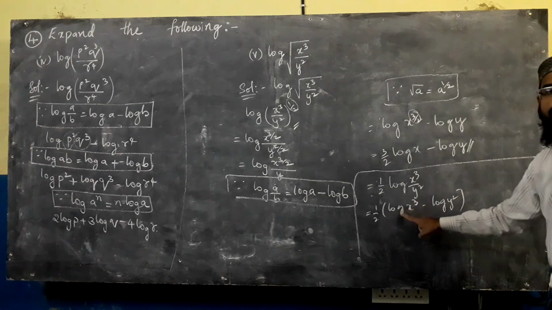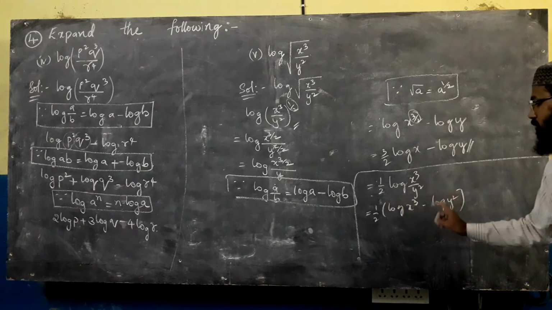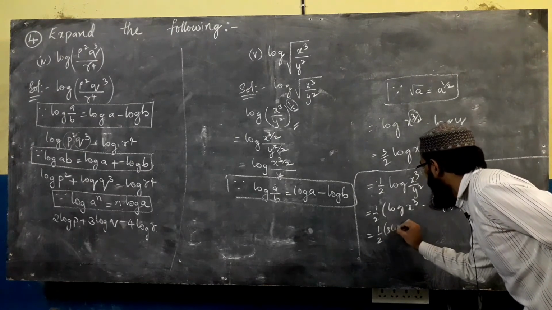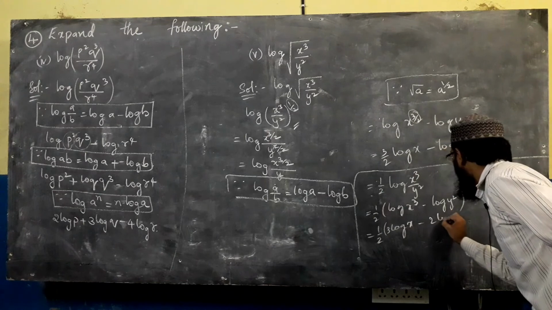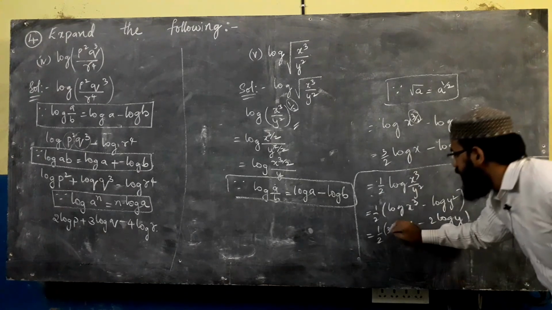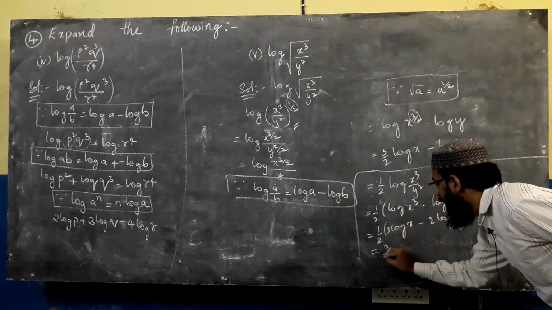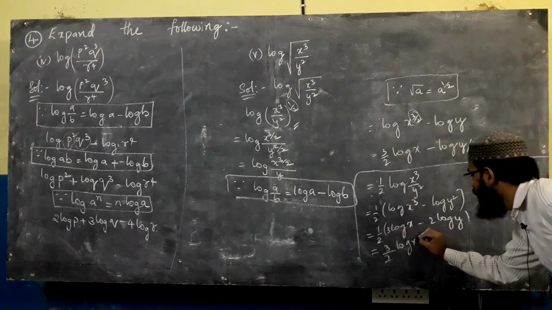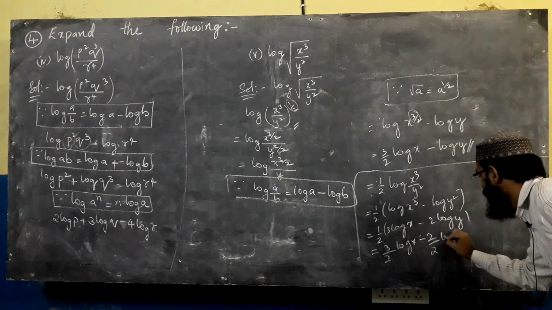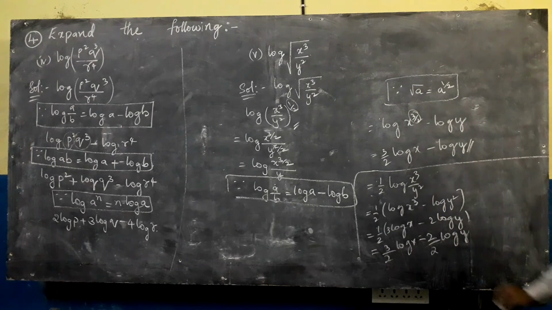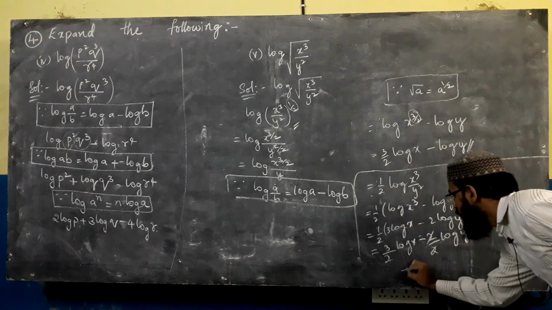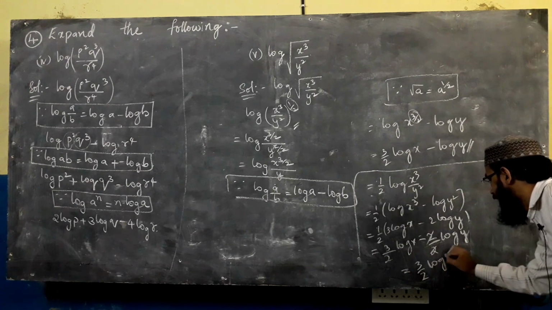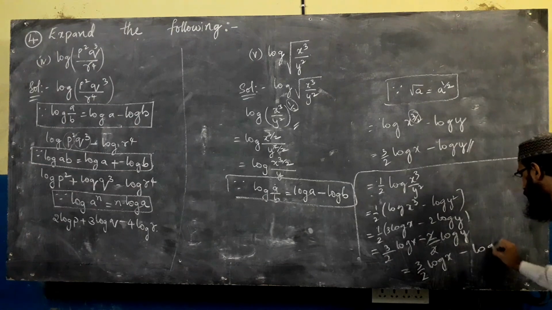Next, the formula is log a to the power of n. So 3 comes in front and 2 comes in front. So 1 by 2, 3 log x minus 2 log y. 3 ones are 3 by 2 log x. 1 twos are 2 by 2 log y. This 2 and this 2 will get cancelled. That gives us 3 by 2 log x minus log y.